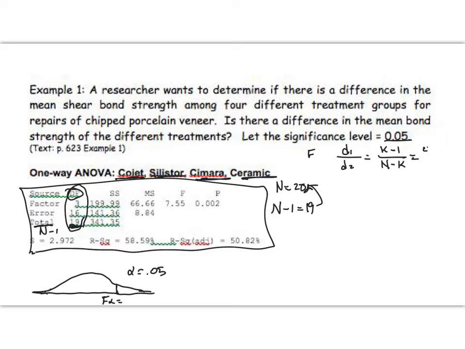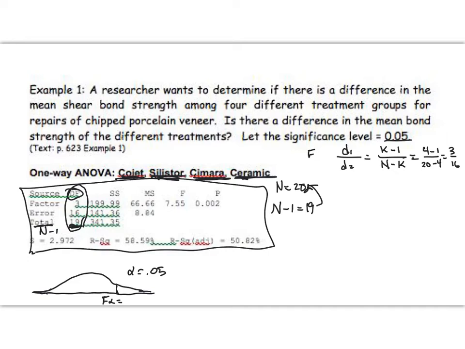So I have 4 groups minus 1, and then I have 20 as the number of samples. That means I must have had 5 samples of each, minus the number of groups, which would be 4. So that gives me 3 over 16.